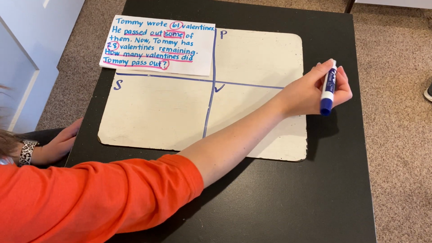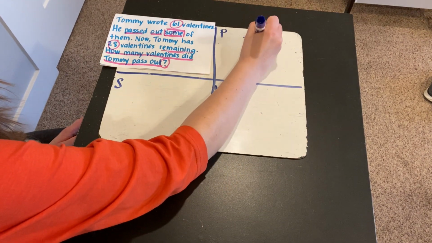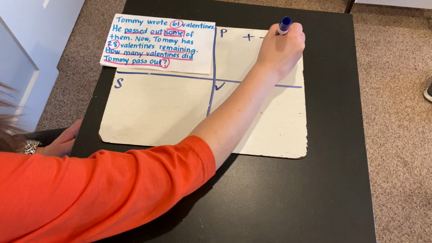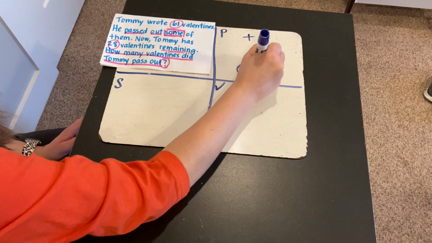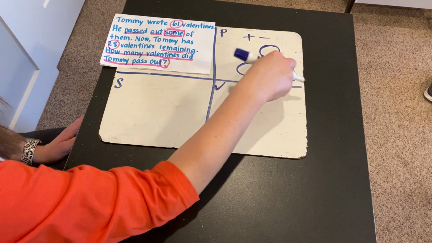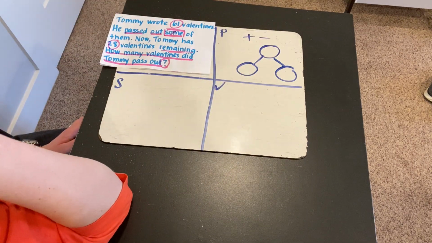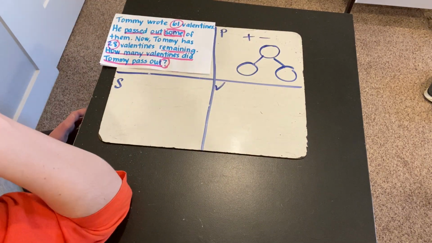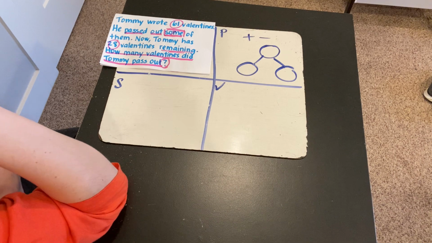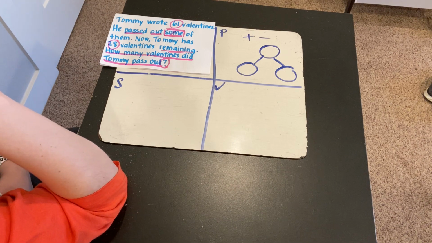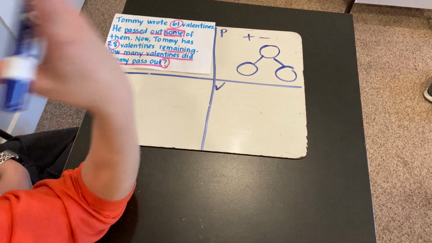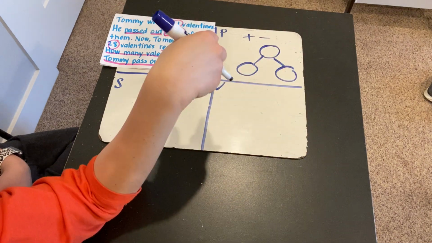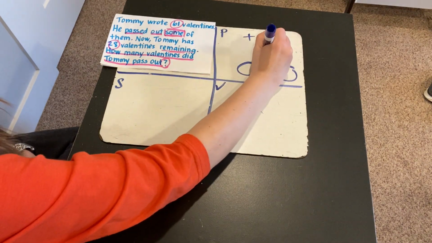Okay, so we're needing to figure out if we need to add or subtract. I'm going to draw a part whole mat too, because a lot of the times if I can fill this part whole mat out, it will help me to know whether I do need to add or subtract, especially if I'm not quite sure. Okay, so Tommy wrote 61 Valentines. That's how many he wrote total. That was the whole amount. So that's going to be our whole.